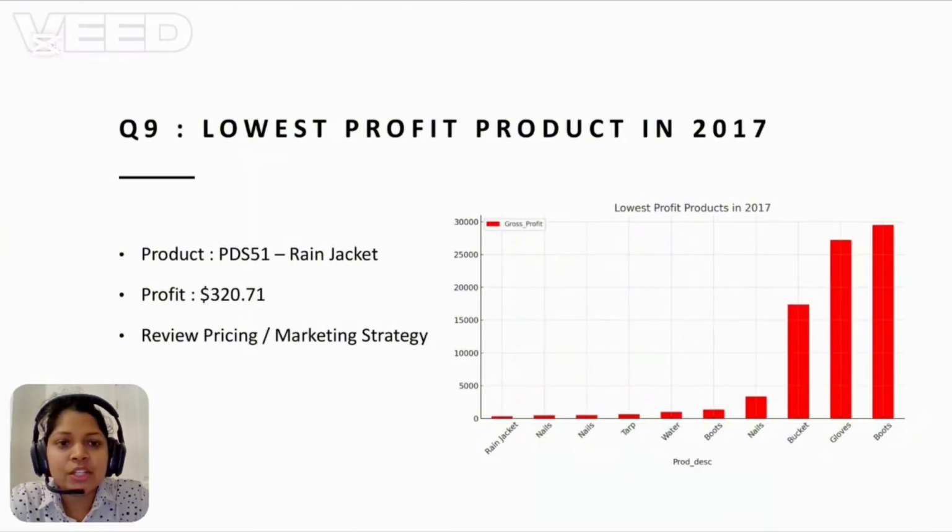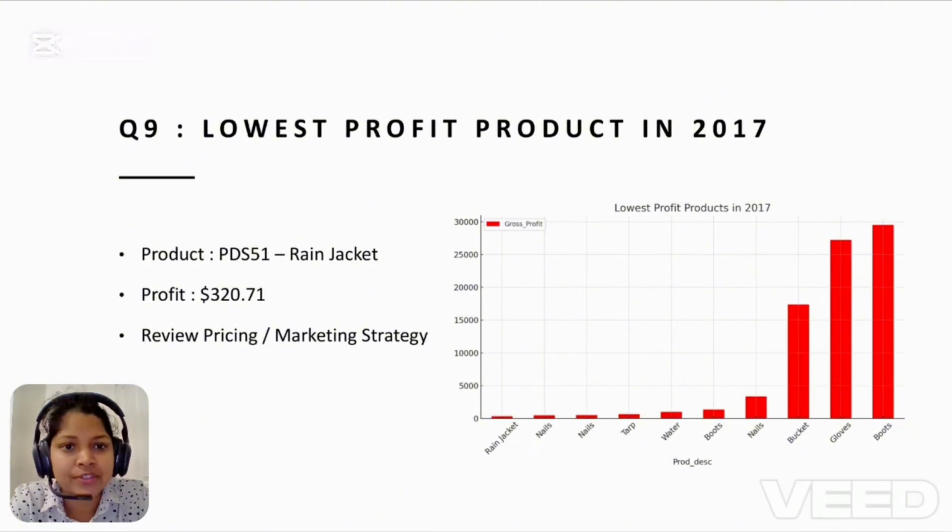Let's look at question 9, which asked us to find the product with the lowest profit in the year with the lowest overall gross profit. We found that 2017 had the lowest annual gross profit. Within that year, the product PDS51 rain jackets had the lowest total profit at only $320.71. Identifying underperforming products helps businesses minimize waste, reduce holding cost, and improve portfolio efficiency.